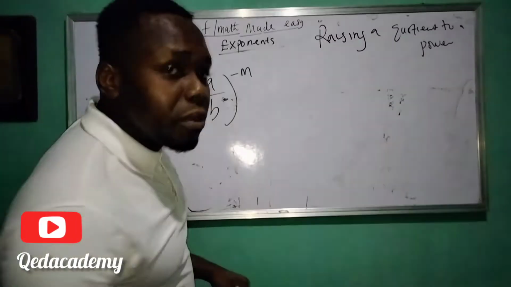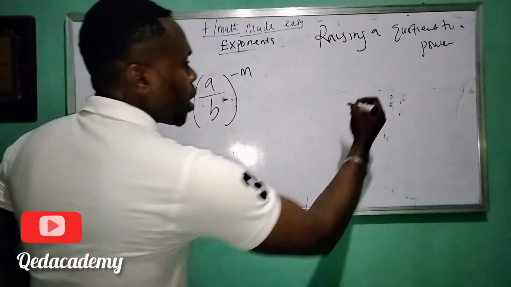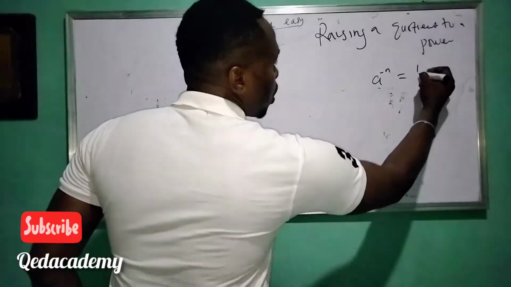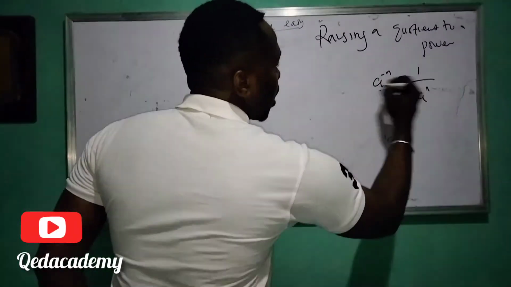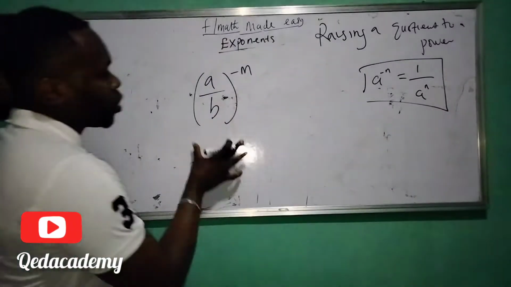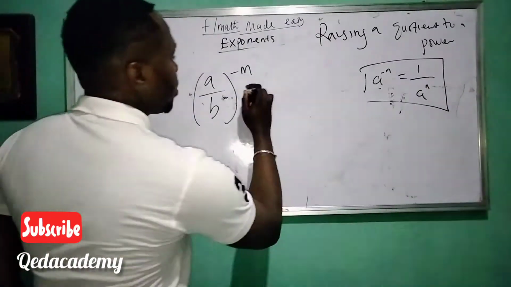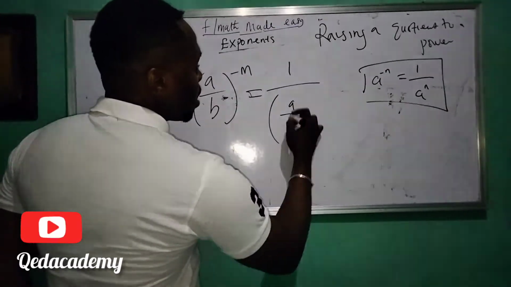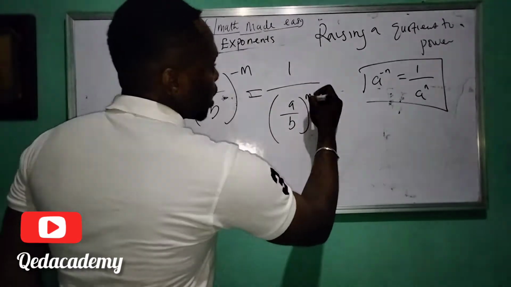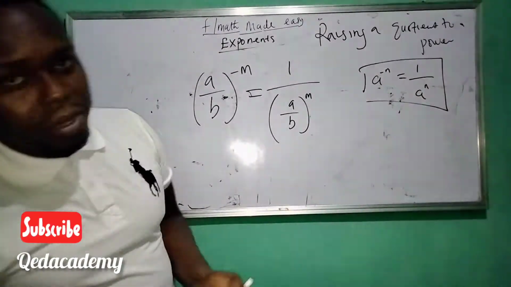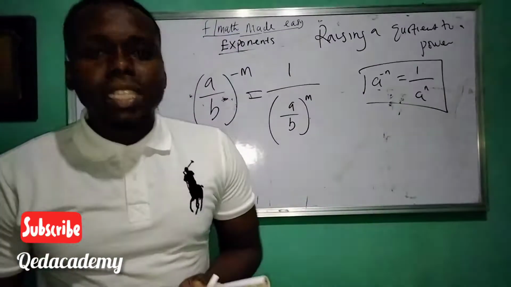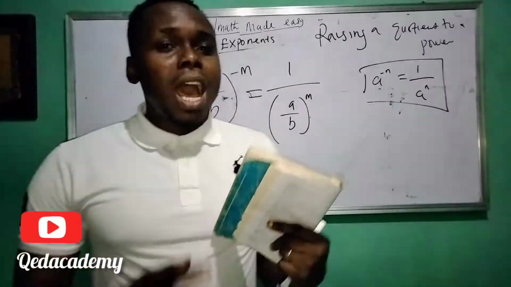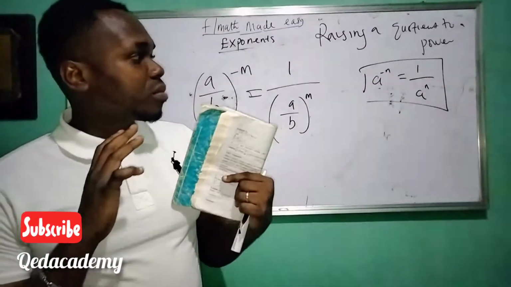In the previous video I explained it: whenever you have an index raised to the power minus n, it's always expressed as 1 over a raised to the power n. So we're going to apply the same concept to what we have here. This becomes 1 over (a over b) raised to the power m, m being our exponent. I hope this is clear. If you need further clarification, I'm going to explain it to you.